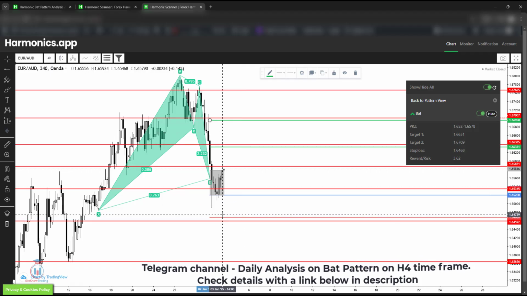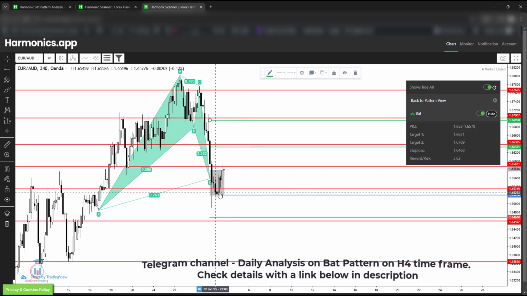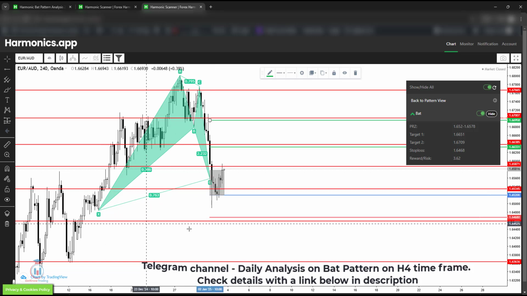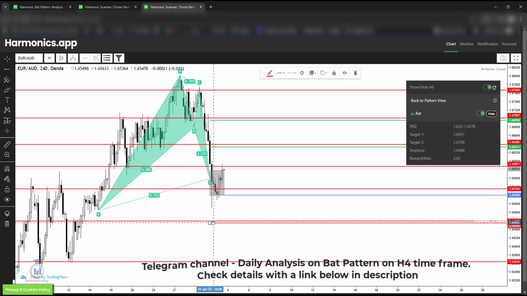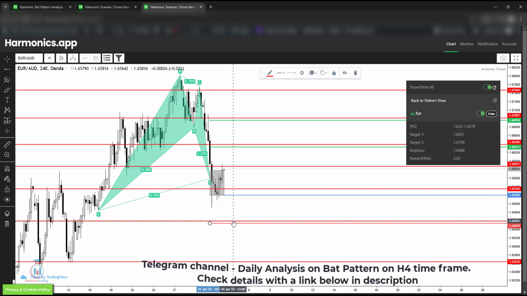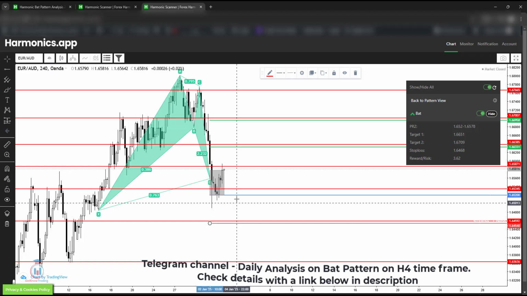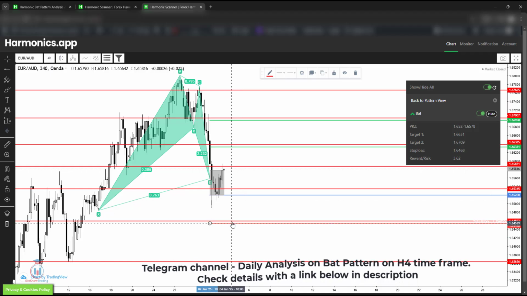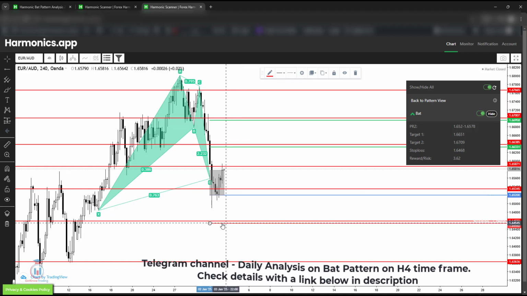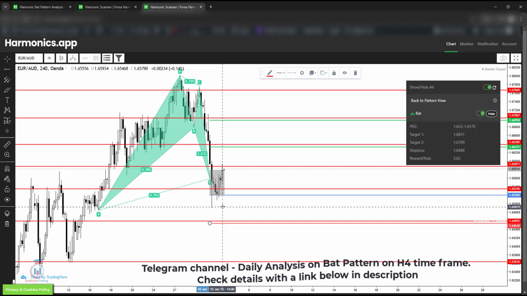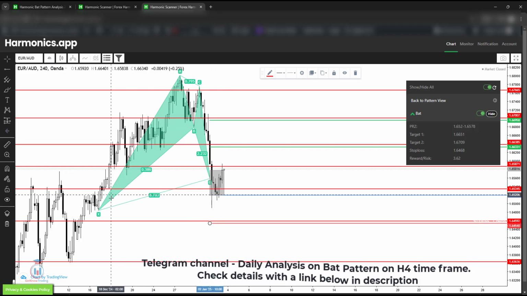The stop loss is below the area of the potential reversal zone, as we can see. So I would slightly move this stop loss just slightly below. If the price goes down, sometimes the price could bounce from this area and return back up. So if the price goes below, making a bearish breakout, the stop loss will be activated. This is usually the end of this potential bullish Bat pattern.